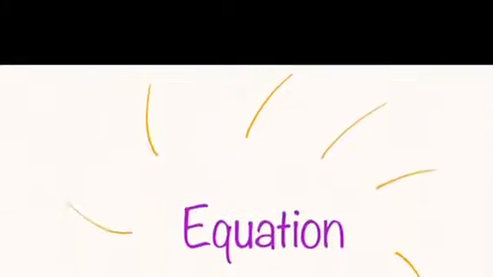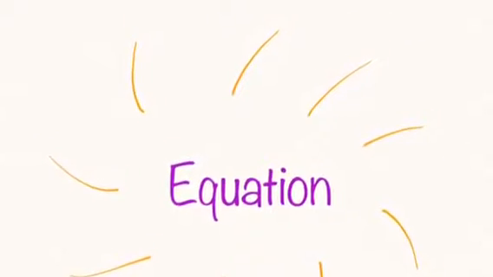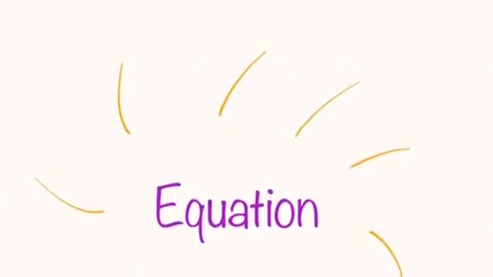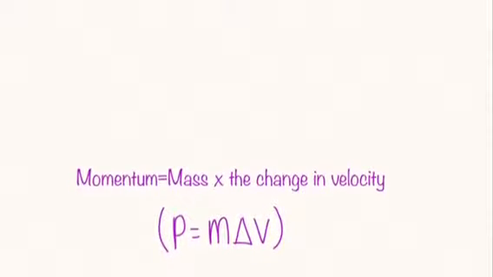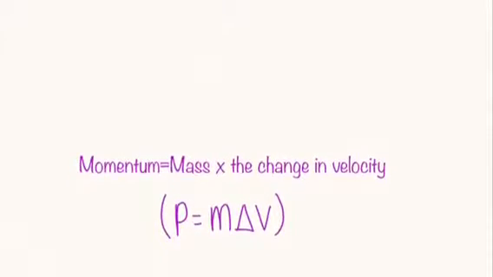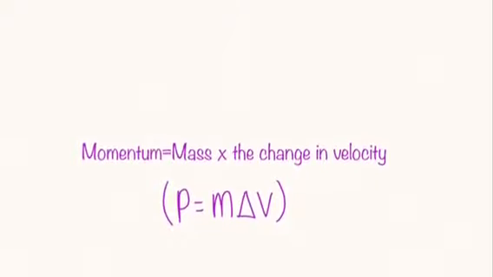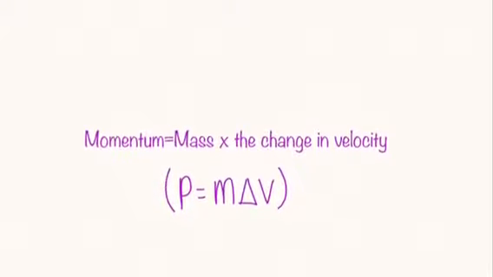Momentum is the product of the mass of an object times velocity. The equation for momentum is mass times velocity, or P equals m v.